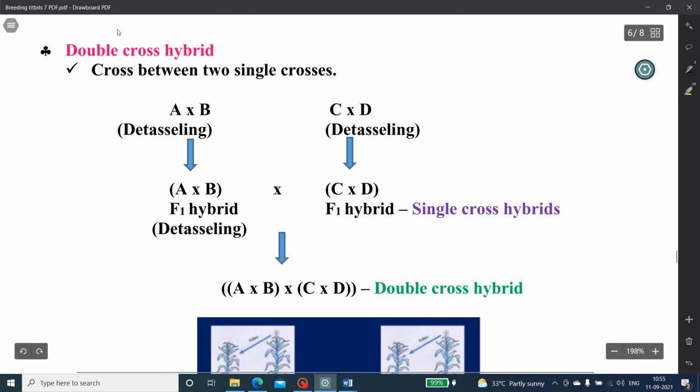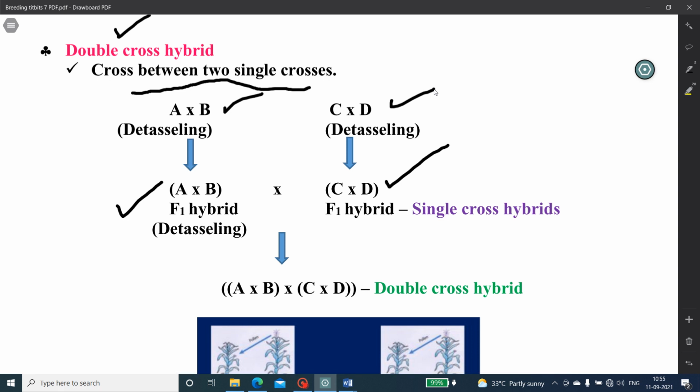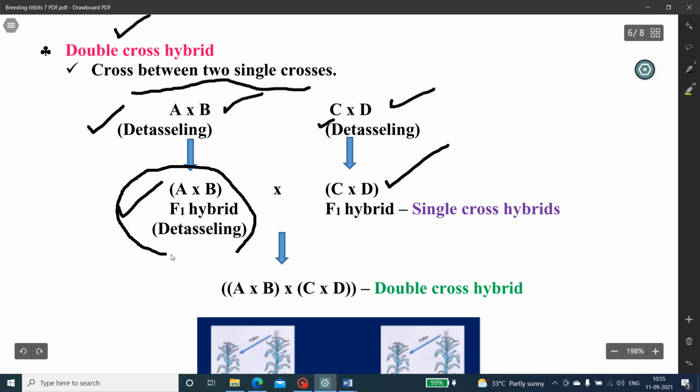And now we will see the second type, double cross hybrid. It's a cross between two single crosses. This is one single cross and this is another single cross. These are obtained by crossing two inbred lines, and in these two single crosses the detasseling should be done only in the female parent. And if you cross one single cross with another single cross to get the F1 hybrid, you have to do the detasseling in this female parent.